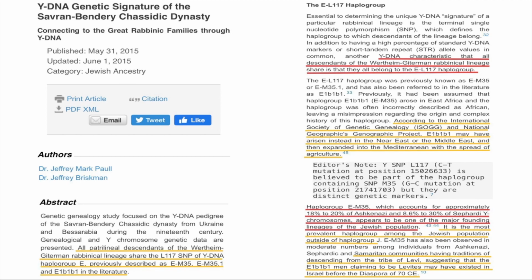Haplogroup E-M35, which accounts for approximately 18 to 20% of Ashkenazi and 8.6% to 30% of Sephardi Y chromosomes, appears to be one of the major founding lineages of Jewish populations. It is the most prevalent haplogroup among the Jewish population outside of haplogroup J. Samaritan communities have traditions of descending from the tribe of Levi, suggesting that the E1b1b1 men claiming to be Levites may have existed in Israel before the diaspora of 70 AD or CE.